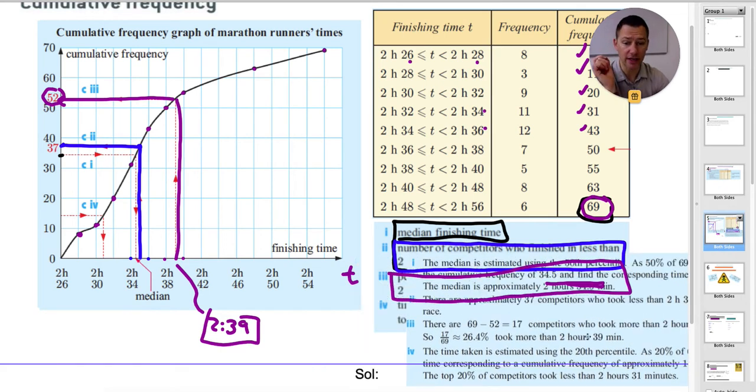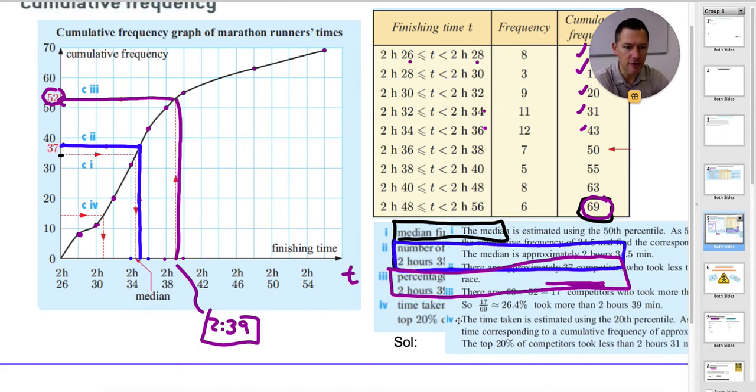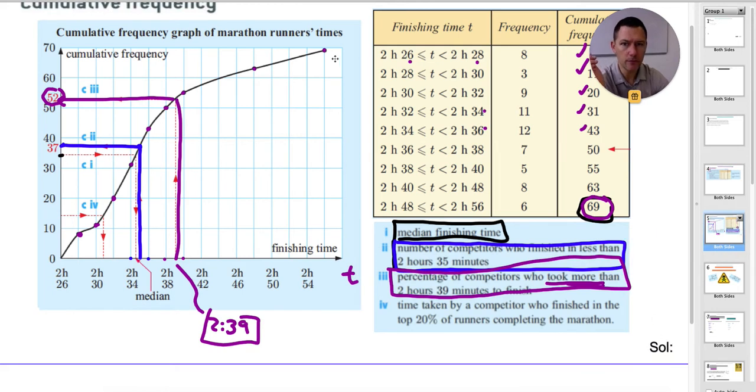We wanted a percentage. It asked for a percentage. What's the percentage of competitors? And so we have to say, oh, that 17, the leftovers, 17 out of the 69 people, so 26%. Cool.